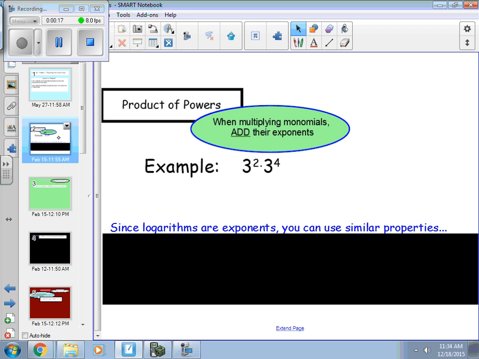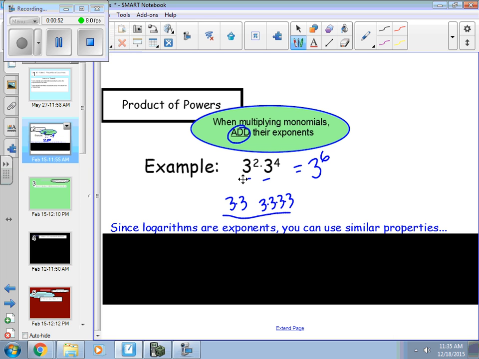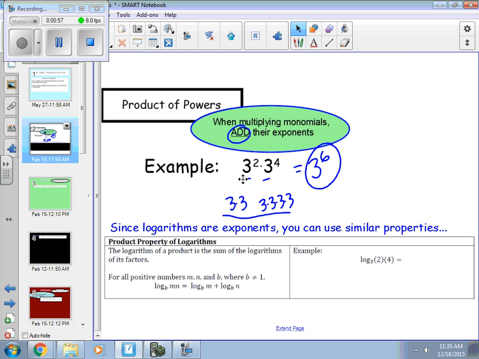So we know that logarithms are the inverse of exponentials. So some of those exponential properties you did before go with logarithms here. If you remember, when multiplying two monomial numbers where the base number is the same, here it's 3, we add the exponents, and it'd be 3 to the 6th power, because 3 squared means 3 times 3, and 3 to the 4th power means 3 times 3 times 3 times 3, 4 times, so you got a total of 6 of them.